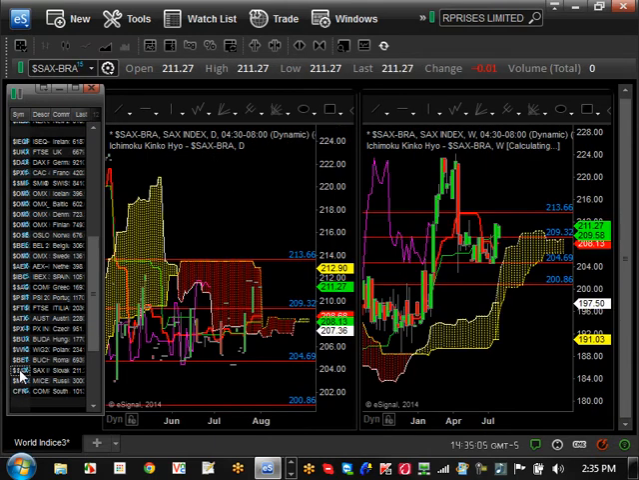Slovakia. Really not doing anything. Held a support at 204.69. Next major resistance is 213.